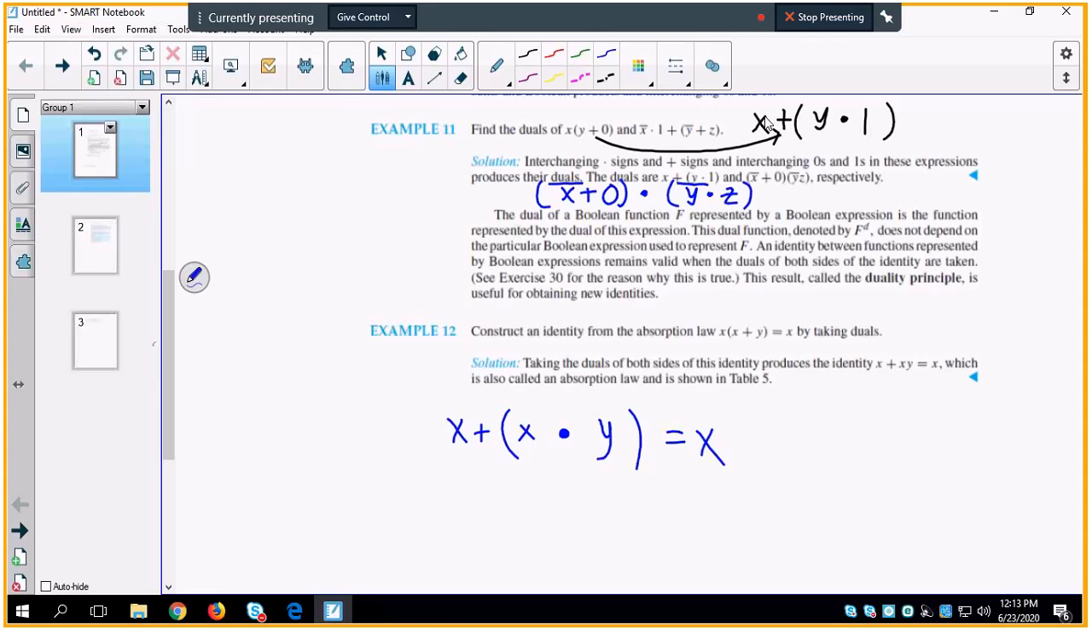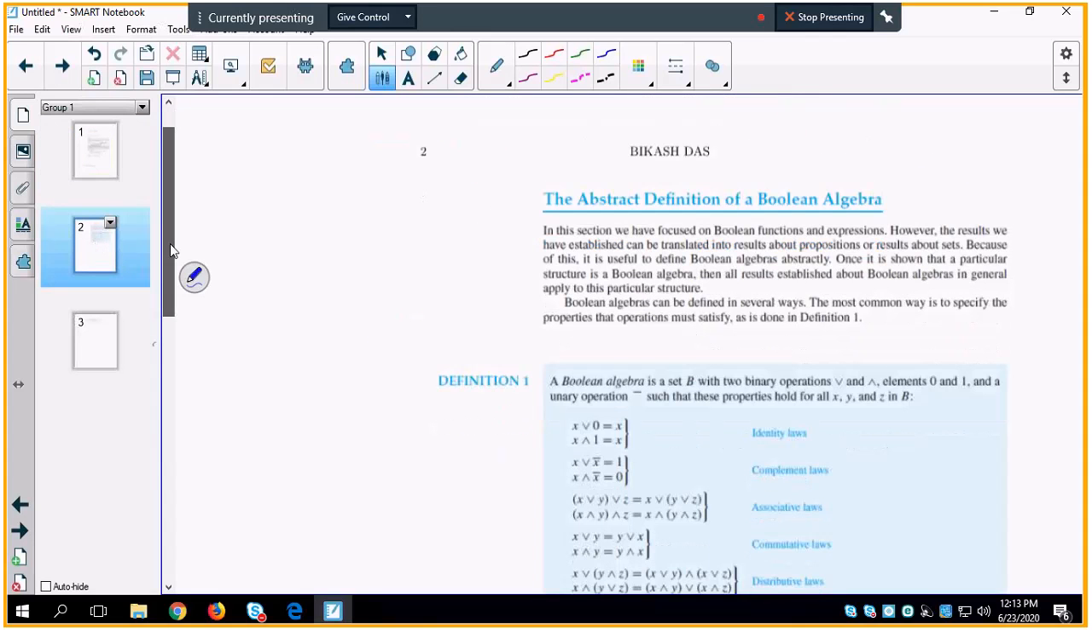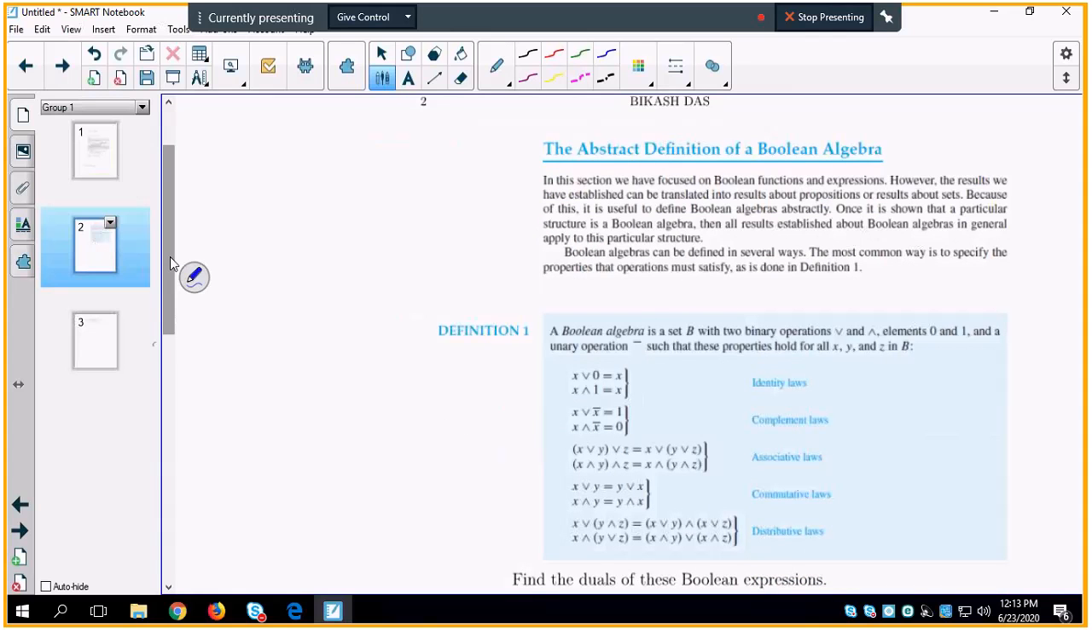That answers our question. We'll do a couple of exercises in our problem section about duality, but let's talk about the generalized concept of abstract Boolean algebras. In this section, we have focused on Boolean functions and expressions. However, the results we have established can be translated into results about propositions or results about sets. Because of this, it is useful to define Boolean algebras abstractly. Once it is shown that a particular structure is a Boolean algebra, then all results established about Boolean algebras in general will apply to that particular structure.